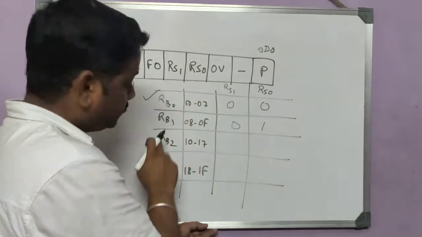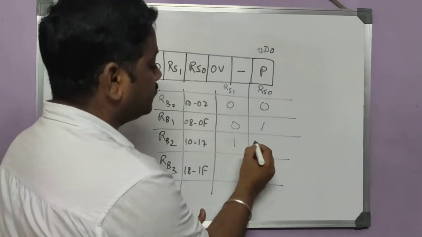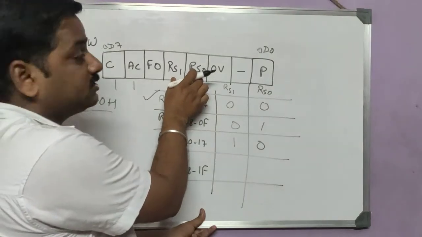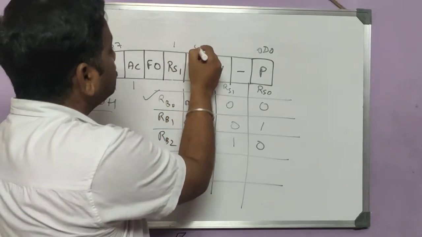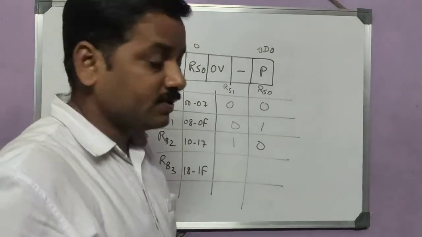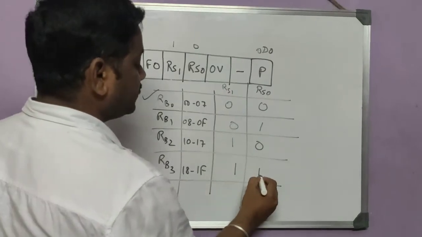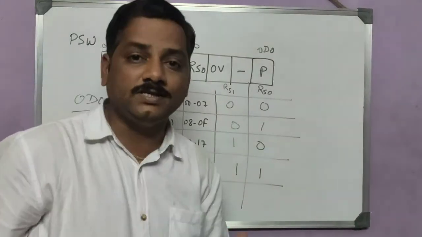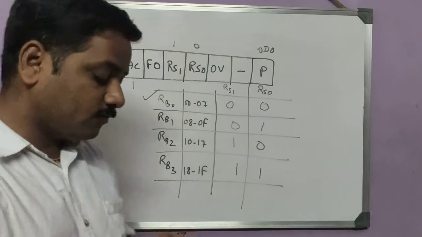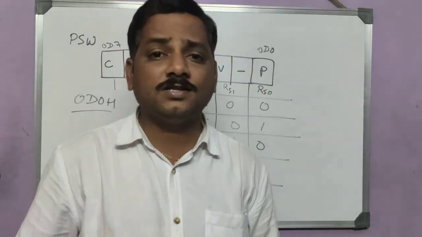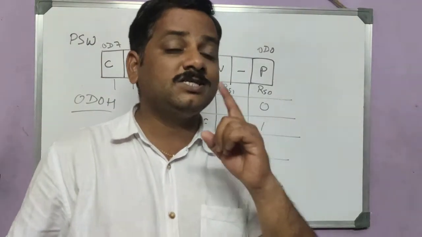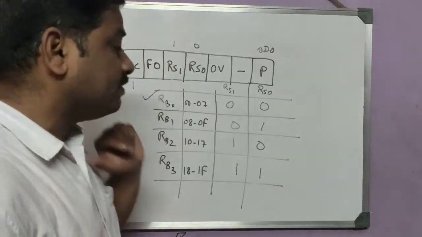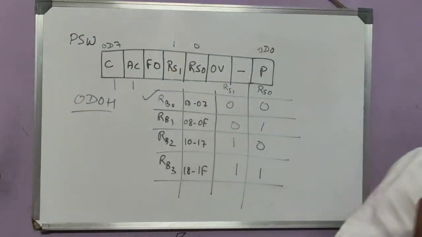If you want register bank 2 to be selected, you put 1 0 in these 2 bits. Similarly, if you put both the bits as high, it will select register bank 3. So among these 4 register banks, I can select whichever register bank we want by just changing the bits of RS0 and RS1.